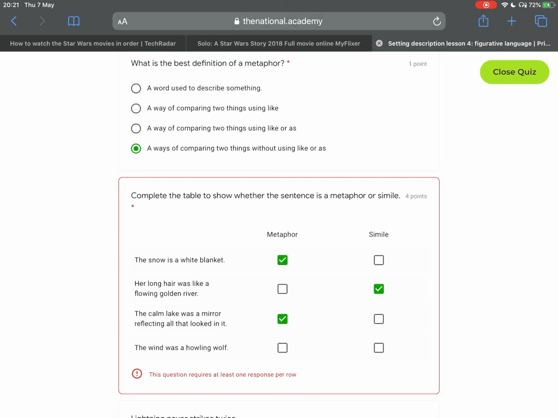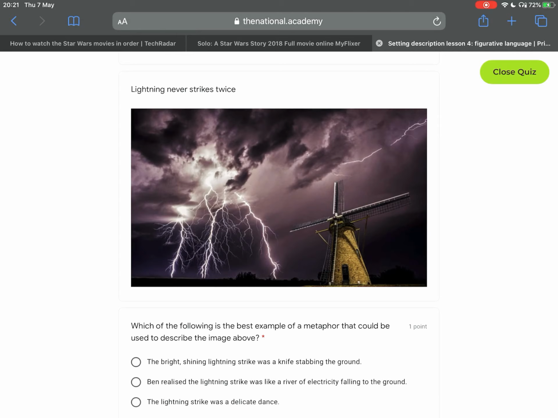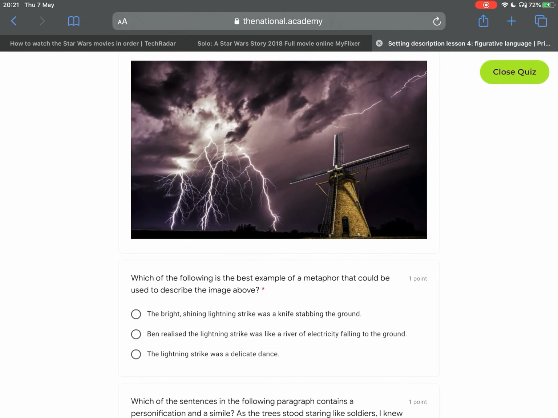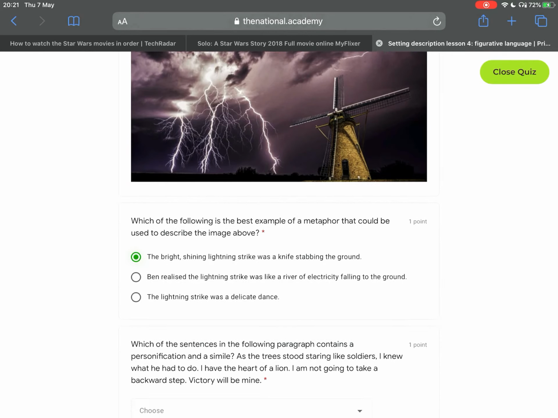That's a metaphor. The wind was a howling wolf. That's also a metaphor. Lightning never strikes twice. Which of the following is the best example of metaphor that could be used to describe the image above? The answer here would be the bright shining lightning strike was a knife stabbing the ground.